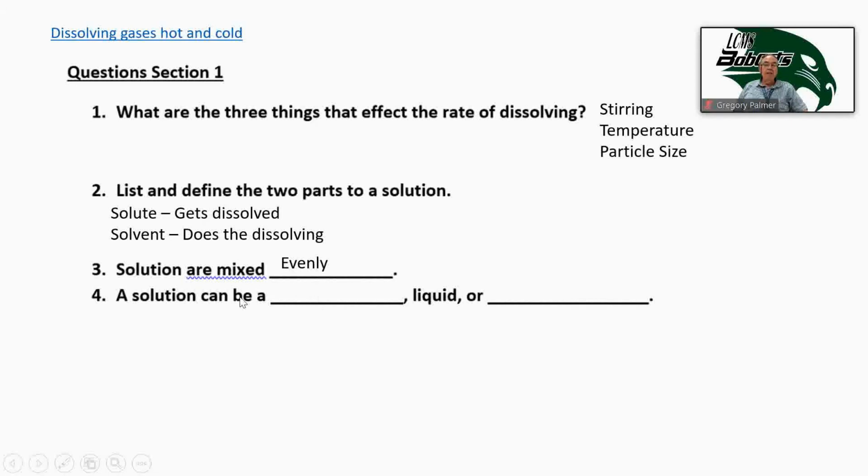Solutions are mixed evenly. They're often called heterogeneous. That's another name for a solution. A heterogeneous mixture was evenly mixed and it was the same all the way through. A solution can be a solid, like 2 metals melted together like an alloy. A liquid, or like air, gases mixed together. So 2 liquids could be like water and radiator fluid mixed together. That would be an example of 2 liquids.